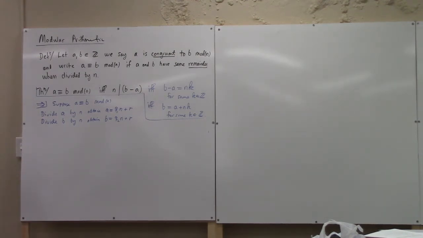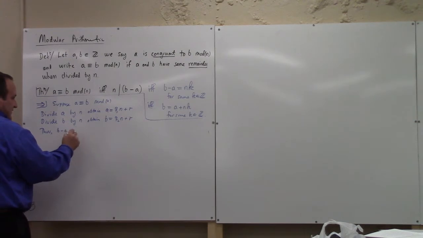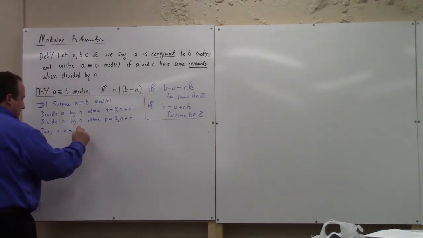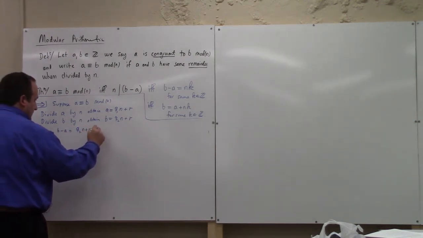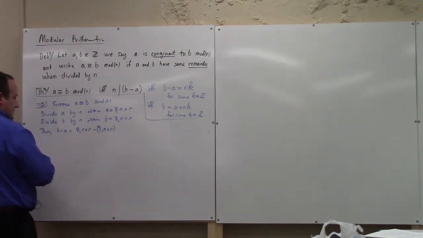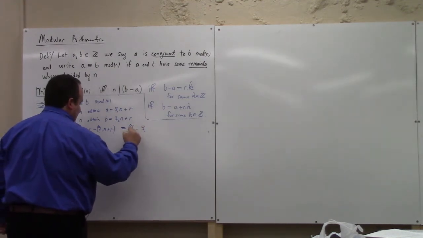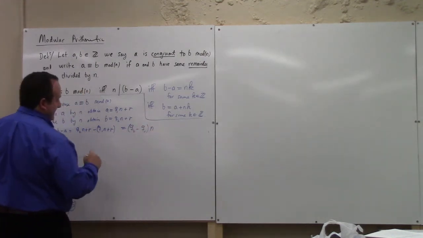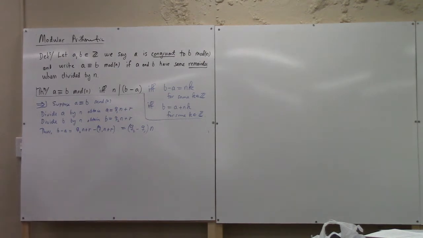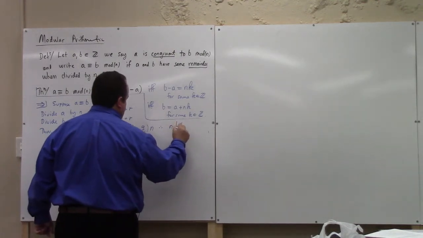Thus, B minus A is equal to Q2n plus R minus Q1n plus R. The R's cancel, and you get Q2 minus Q1 times n, right? Which proves n divides B minus A.